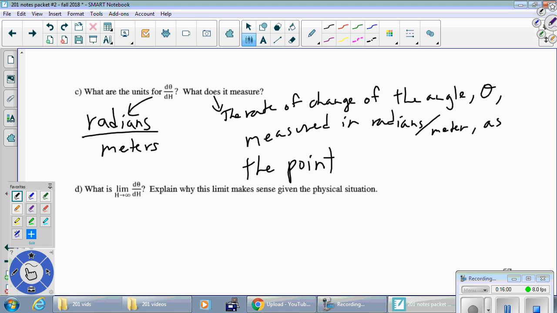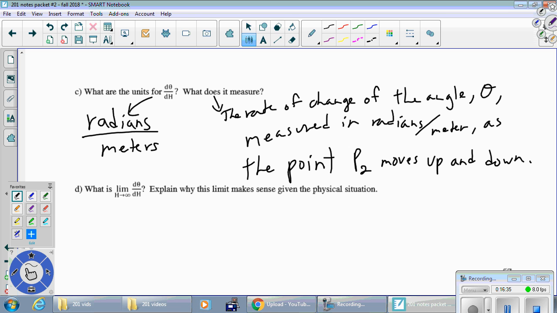What was the label for the point? P2 moves up and down. So d theta dh just measures the rate at which, like if there's a person standing at that point by the angle theta, it's the rate at which that person's head is moving up and down. It's the rate that the angle is moving. So you look up and your angle gets bigger, and you look down and your angle gets smaller. I guess straight ahead would be the lowest you could get.